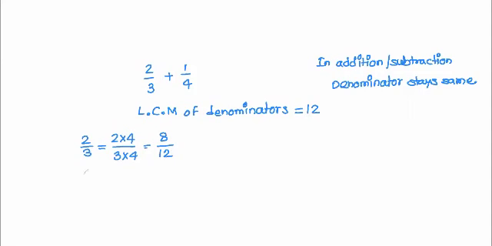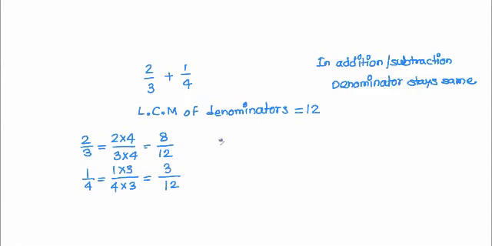In the same way I will find it for 1 upon 4. What I need here is 4 multiplied by 3 gives me 12. So I'm multiplying by 3. Then I have to multiply 1 also by 3. So 1 into 3 gives me 3 upon 12.